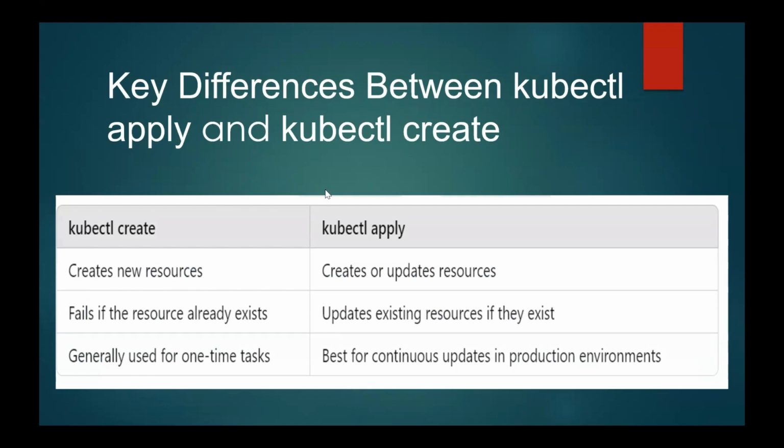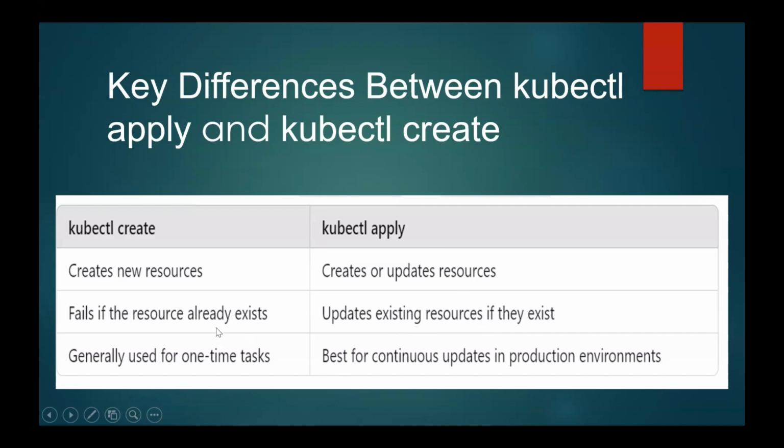You can see the key differences between kubectl apply and kubectl create. This is basically all we already discussed. The kubectl create command we can use to create new resources, whereas the kubectl apply command you can use to create or update resources. Okay, kubectl create fails if the resource already exists, and kubectl apply updates existing resources if they exist.